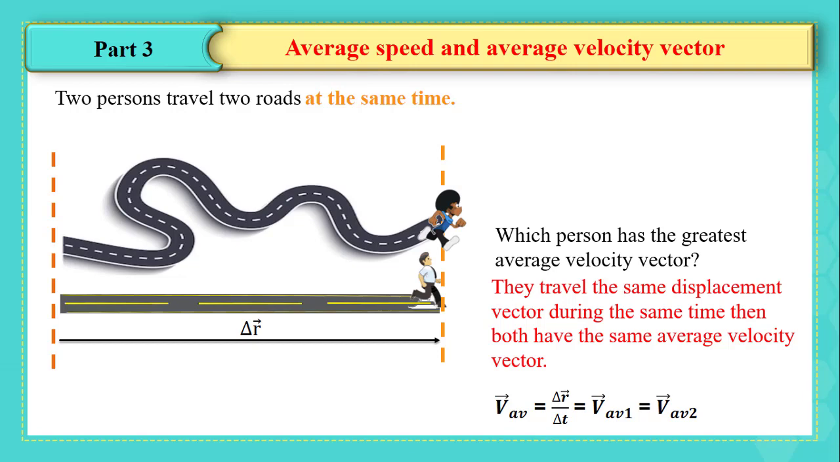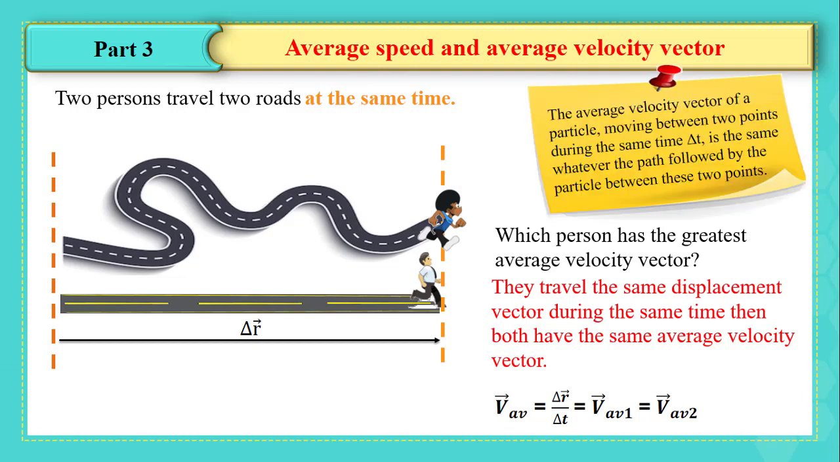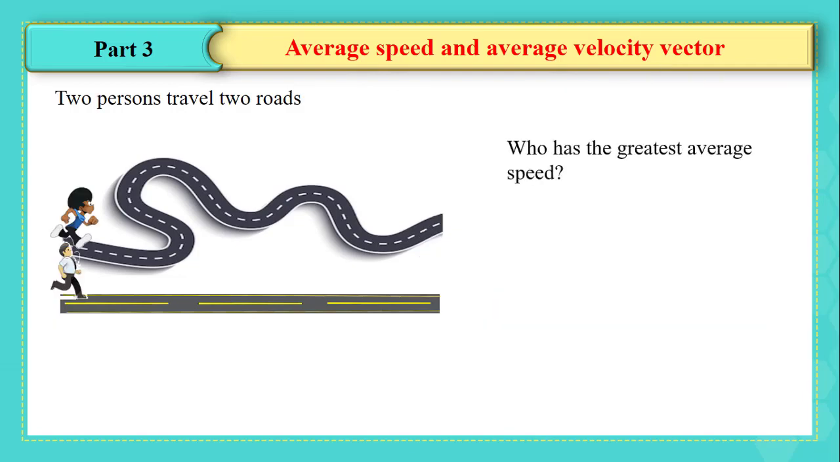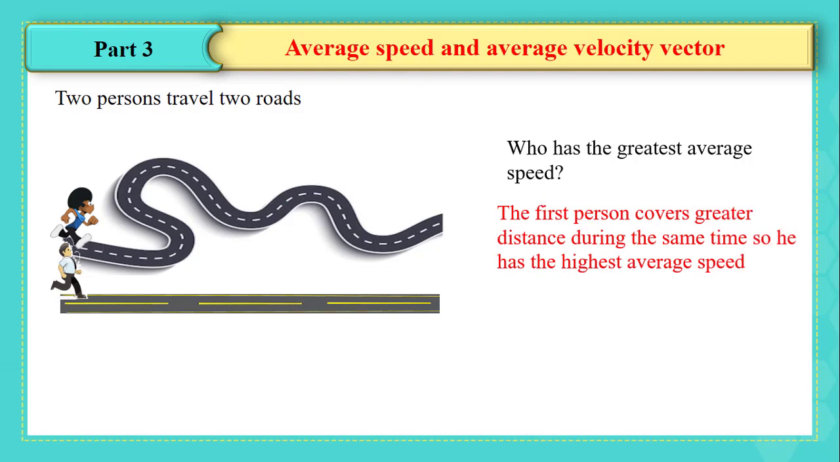That's because the average velocity vector, like the displacement vector, depends only on the initial and the final points. The average velocity vector of a particle moving between 2 points during the same time delta t is the same whatever the path followed by the particle between these 2 points. But who has the greatest average speed? It is obvious that the curved road has more length, thus the person should be faster to cover more distance during the same time. Then, the first person covers greater distance during the same time, so he has the highest average speed.